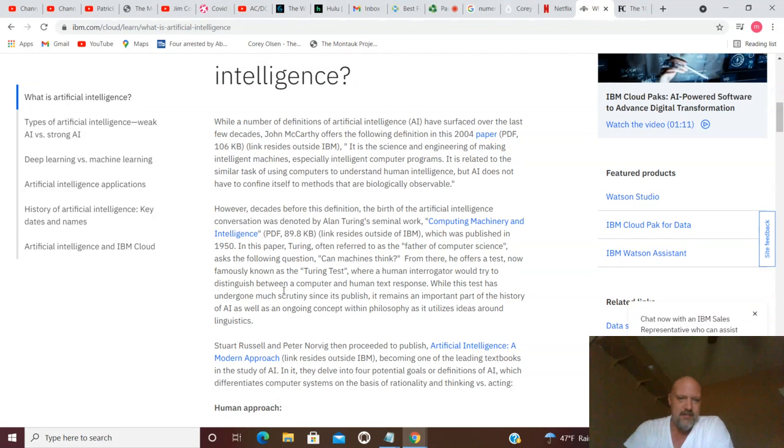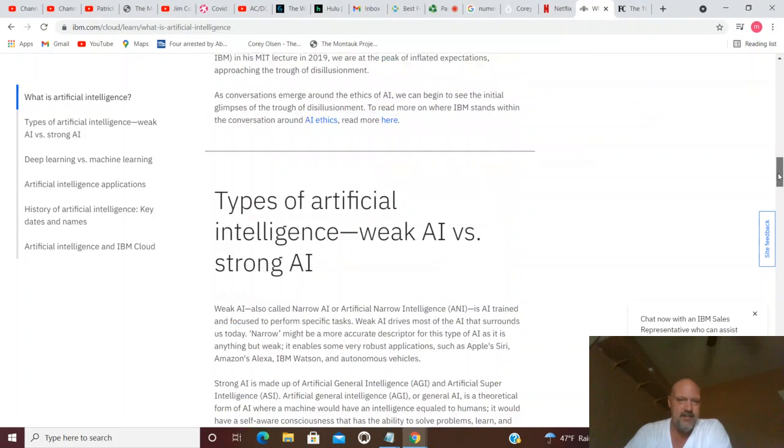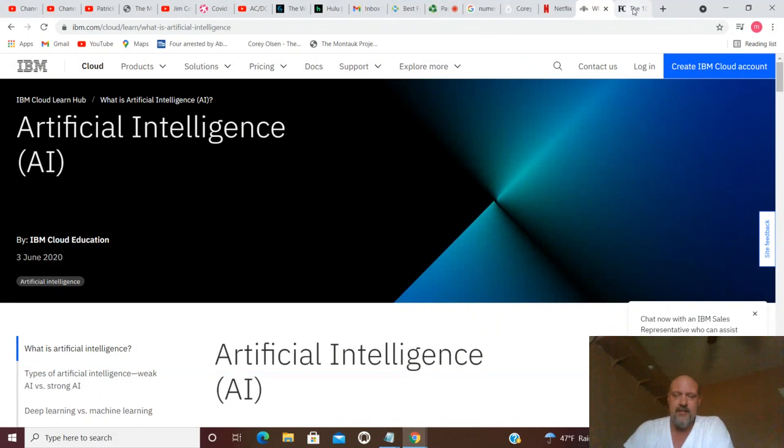From there, he offers a test, now famously known as the Turing test, where a human interrogator would try to distinguish between a human and a computer text response. While this test has undergone much scrutiny since it's published, it remains an important part of the history of artificial intelligence, as well as an ongoing concept within philosophy, as it utilizes ideas around linguistics. So here it goes on to the human approach: systems that think like humans, systems that act like humans, systems that think rationally, systems that act rationally. So then it goes on to types of artificial intelligence. So you got a few things going on there, but then that gets you through going forward.